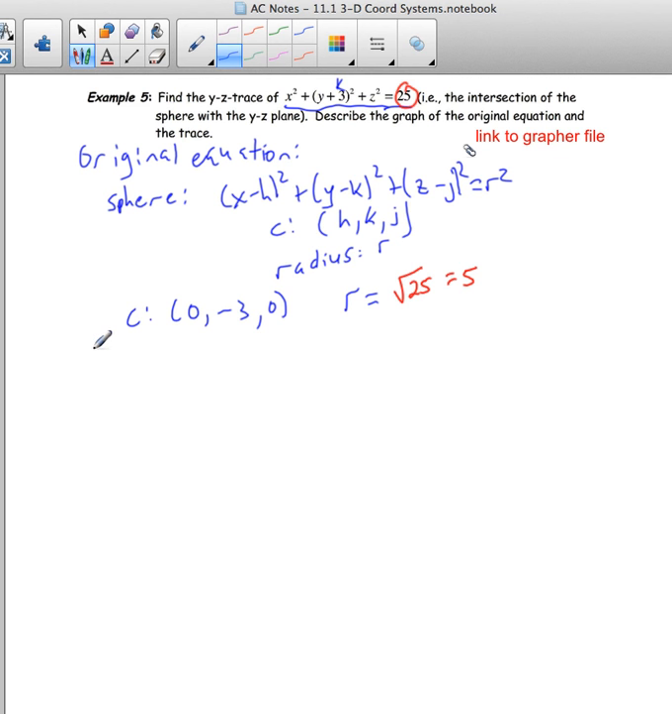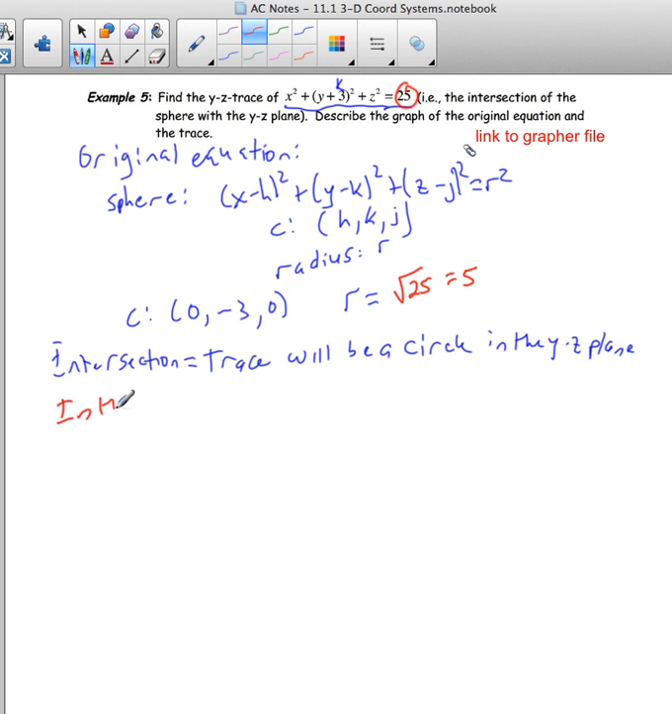So we're looking for the intersection, which is the trace, and it will be a circle. But we need to find the equation, and it's a circle in the YZ plane. So how are we going to find this circle? The trace puts us in the YZ plane. In the YZ plane, x is equal to 0. So in our equation, we're going to let x be 0.